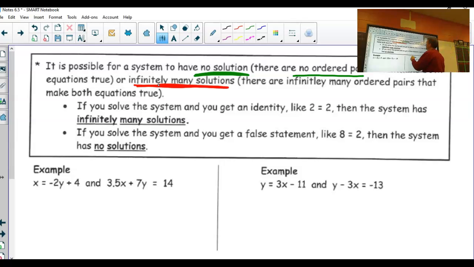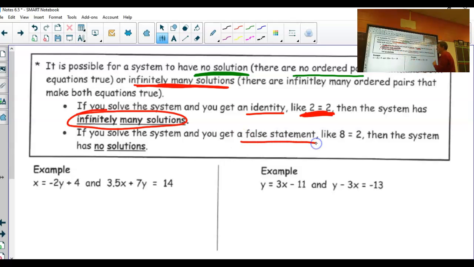Here's how you know if there are infinitely many solutions. When you go to do the substitution method, you are left with all numbers. Both variables cancel out, and you're left with a true statement. In math, a true statement is called an identity. You are left with an identity like 2 equals 2 or 0 equals 0. Whereas if you go to use the substitution method and you solve the system and you get a false statement like 8 equals 2, then you know that that system has no ordered pairs that make it true.